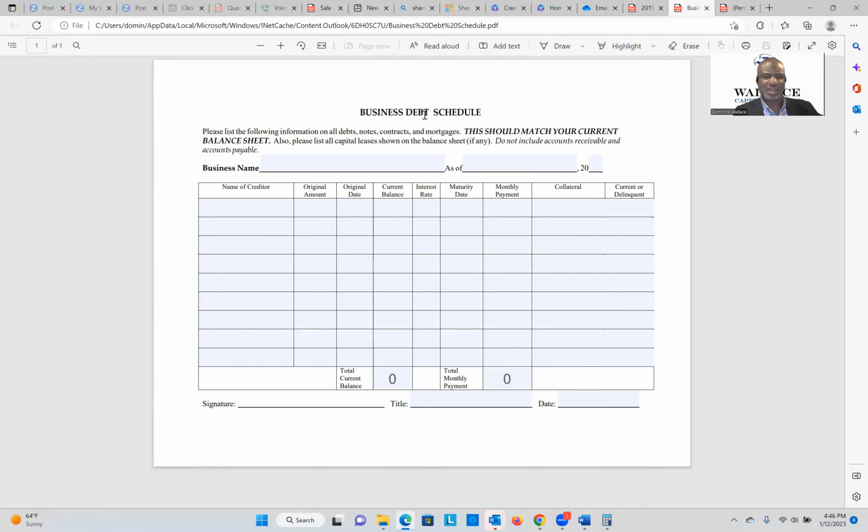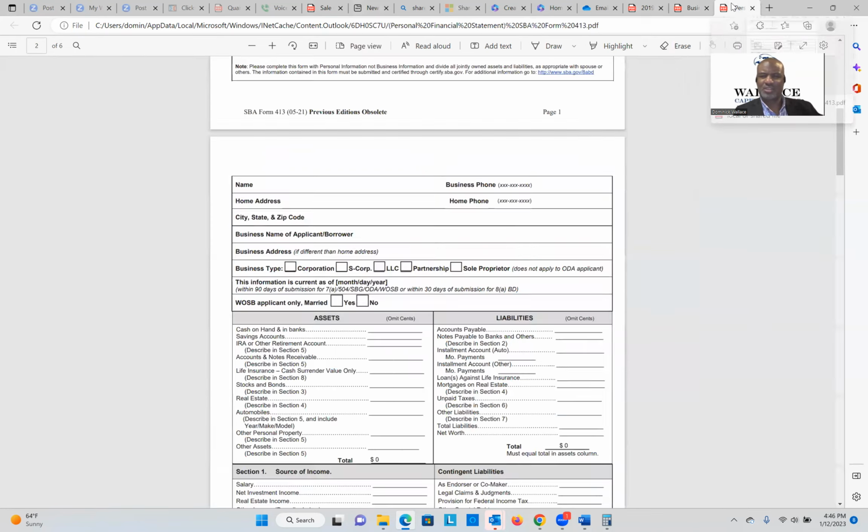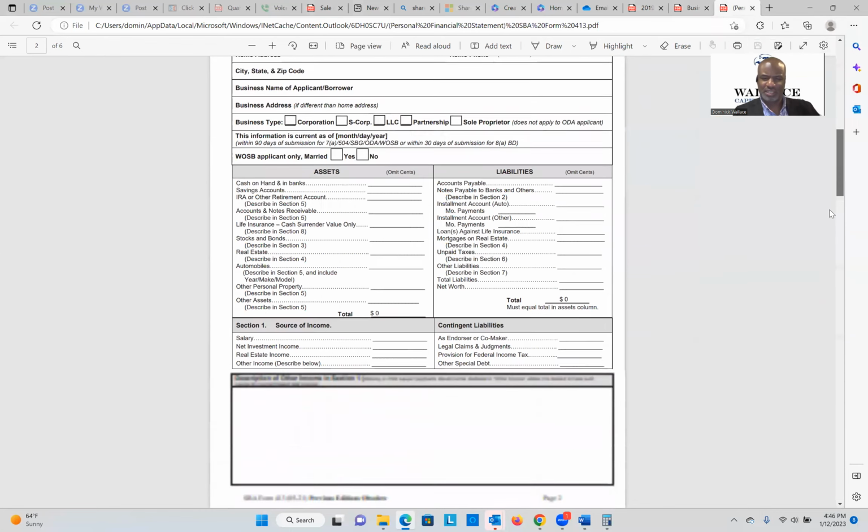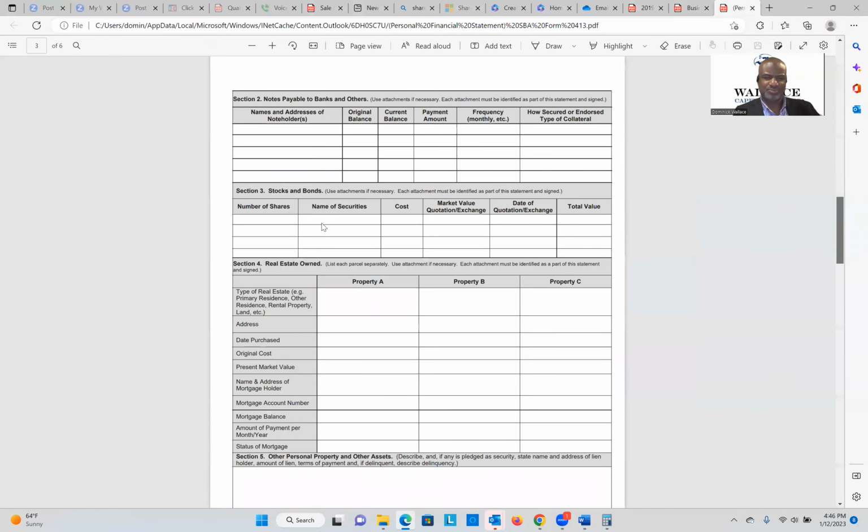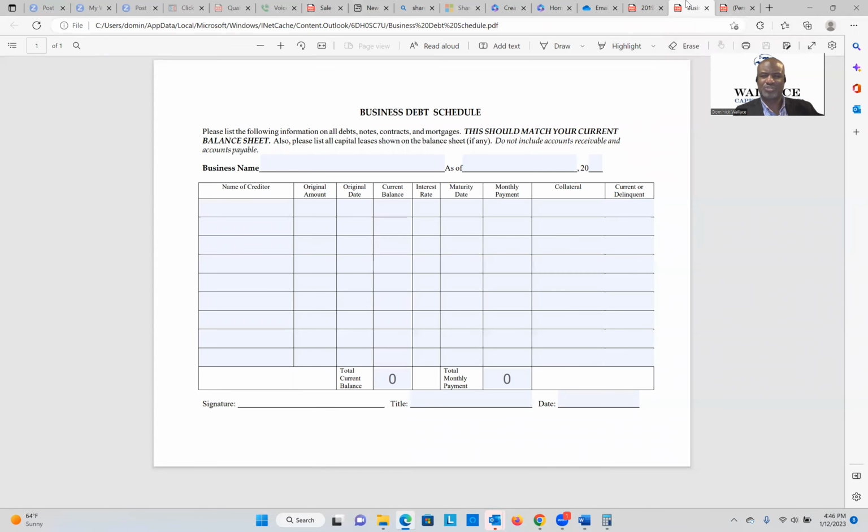Merchant cash advance loans, business loans, whatever it is, goes on the business debt schedule. Personal debt, like for example in section two, looks similar to the business debt schedule, but look for my other video on how to complete a personal financial statement. But let's go over the business debt schedule.